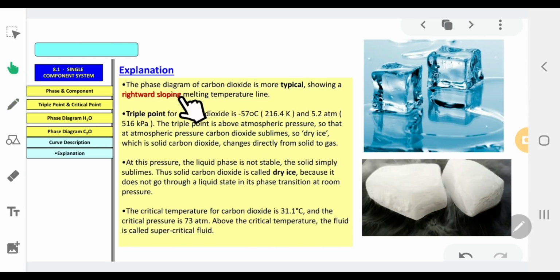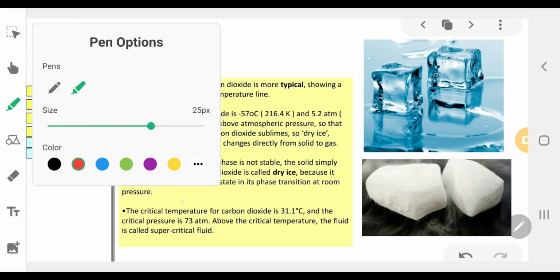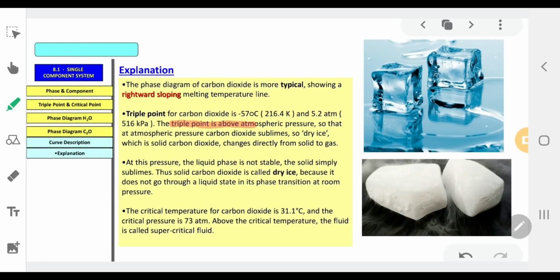So what you see here, the sloping to the right for carbon dioxide, is a typical slope. It means that sulfur dioxide and methane, other examples of phase diagrams, are going to have a typical right slope, or positive slope, for the phase diagram. Okay, so at the triple point, that is the temperature and pressure for carbon dioxide. You can have a look at this one. The most important part over here is this: the triple point is above atmospheric pressure. So that is a very, very interesting point, the one that we have drawn just now.